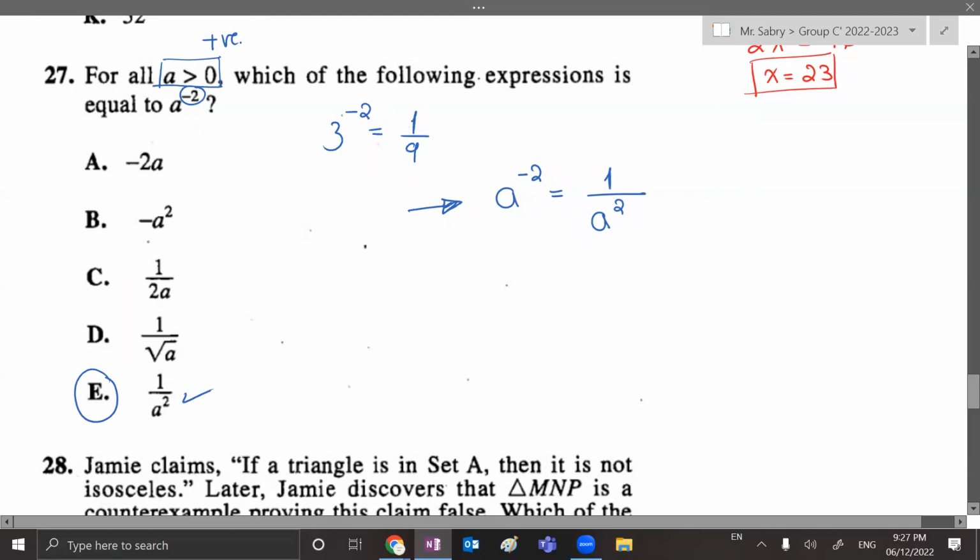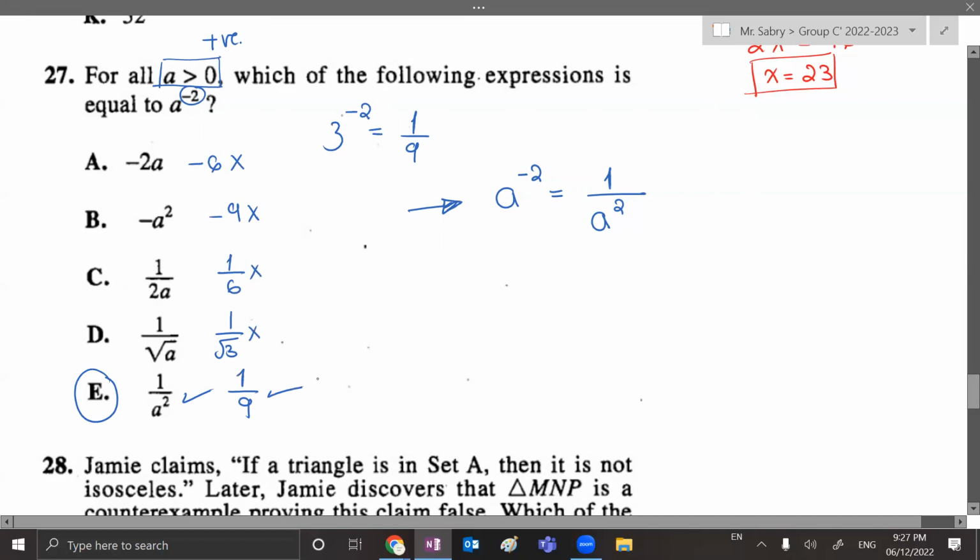So substitute 3 for every one of those. This will become negative 6. This will become negative 9. This will become 1 over 6. This will become 1 over root 3. So the only one that would become 1 over 9 is the E.